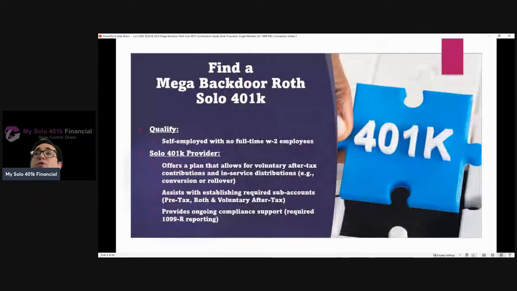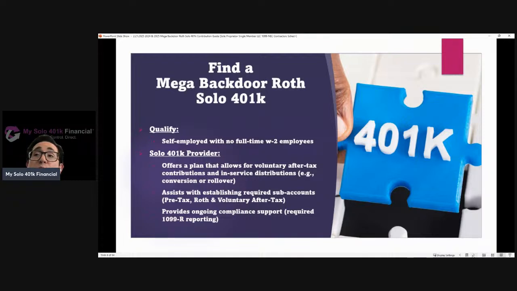So how do you find a mega backdoor Roth solo 401k? Well, first you need to make sure you qualify. So to be qualified to set up any solo 401k, you need to be self-employed with no full-time W-2 employees working for any business owned by you or a spouse, if any. Then you need to find a provider like us that offers a plan that allows for voluntary after-tax solo 401k contributions and then in-service distributions, either transferred to a Roth solo 401k or a Roth IRA.